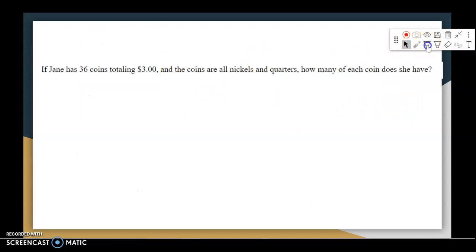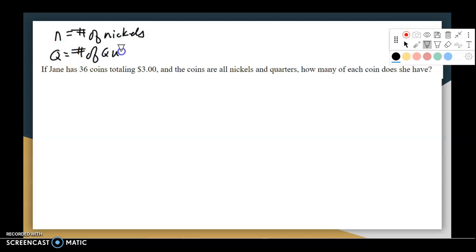All right, and we have one more. Jane has a total of 36 coins that total $3. The coins are all nickels and quarters. How many of each coin does she have? Okay, so what do I want to know? I want to know how many nickels and how many quarters. So N is going to be the number of nickels, and Q will be the number of quarters.